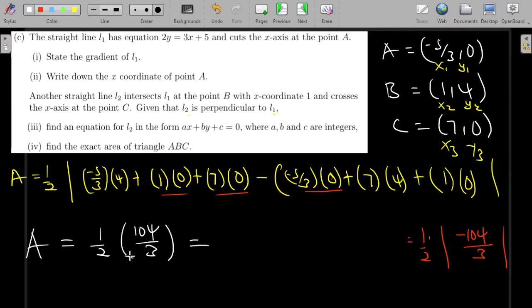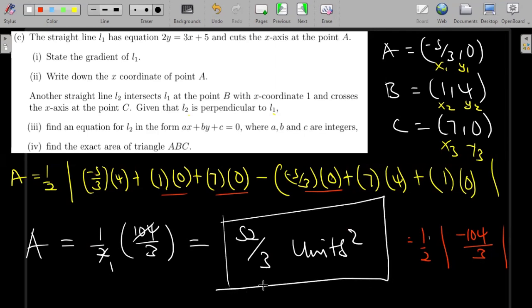Then here we can say 2 into 2 is 1, 2 into 104, we're going to get 52 over 3. Then we're going to say units squared. So this here is the area of the triangle ABC that is going to be formed. So we are done with question 1.